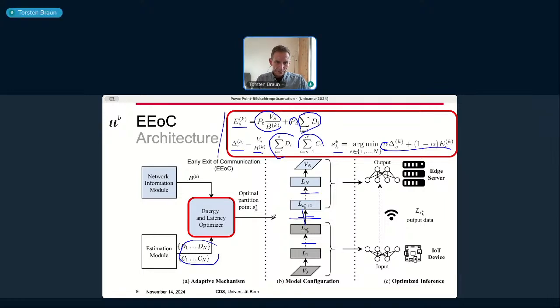So in this case, at one point in time, this layer might be the optimal split point, and then maybe the bandwidth of the network changes, and that could result in another split point.